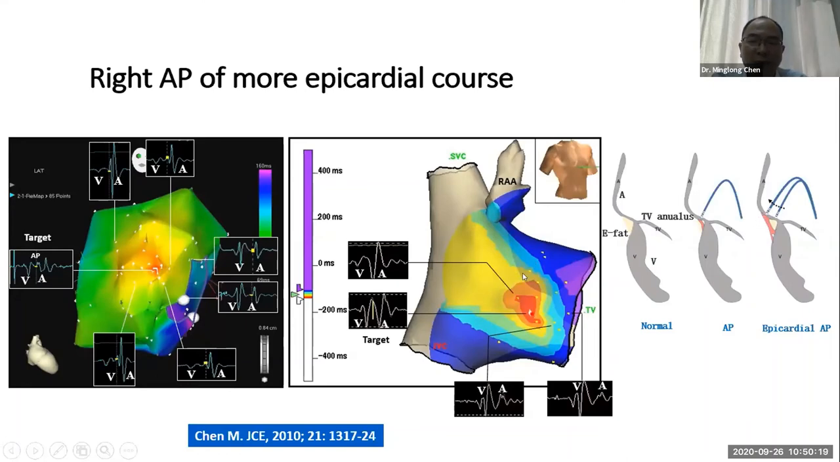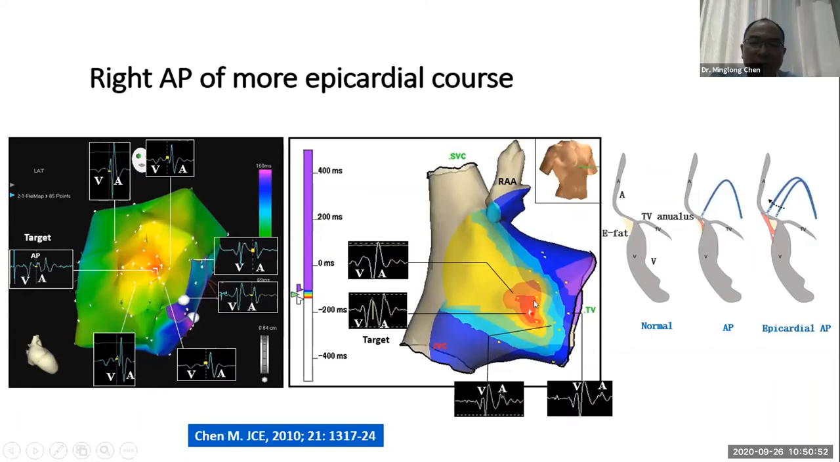So look at the 3D map. This is the dynamic map. This is the annulus area, and this is actually the pathway insertion point. You can see here, this is the earliest atrial electrogram. This is a big A, but you can see here, this is the annulus activation. You can see the VA is far away. So the VA conduction time is longer than in this region.